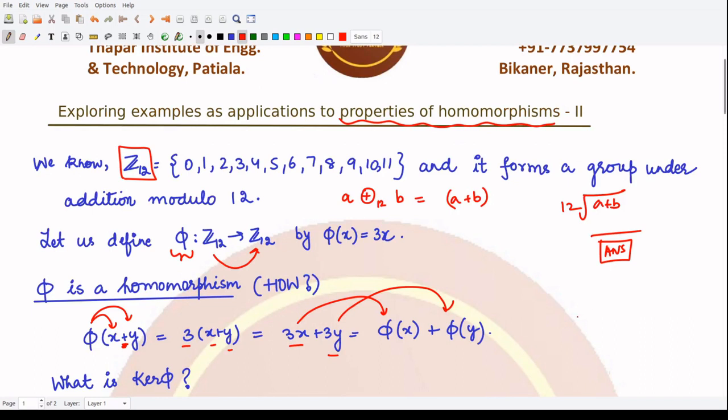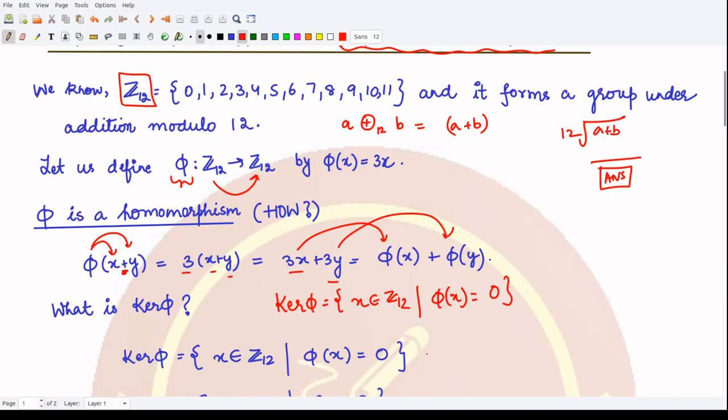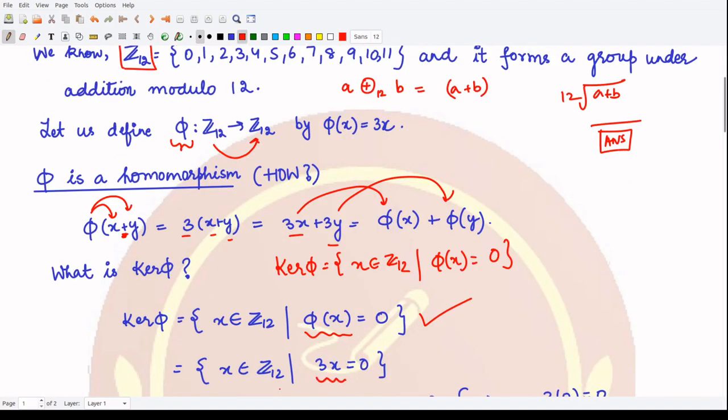For that, we should know the kernel of this mapping. What do we mean by the kernel of phi? You are looking for all those elements from the group, the domain, such that when you apply phi onto it, you get the identity element, which is 0 in this particular case. Now, by the definition, phi of x is 3x. So you are looking for all the elements from Z12 such that 3x is equal to 0. We only have to look among the elements present here. You see 0 satisfies this condition. Which other element satisfies it?